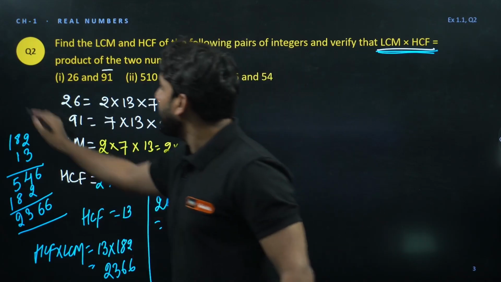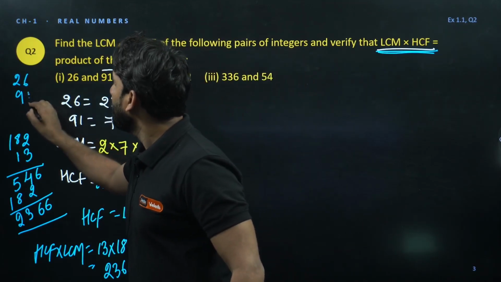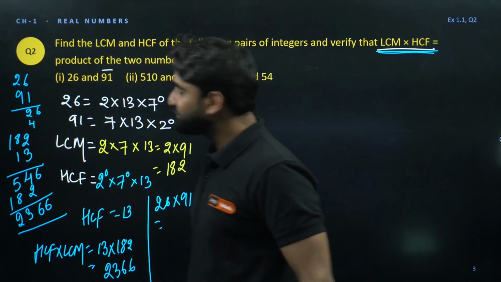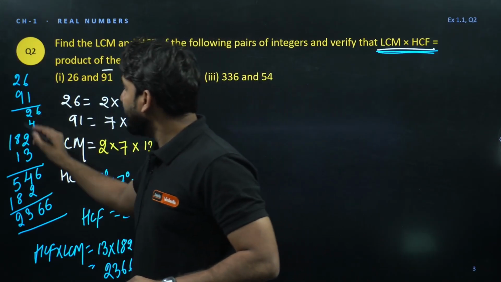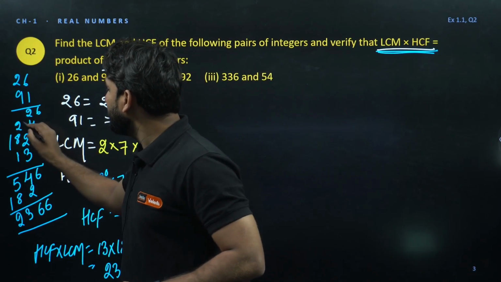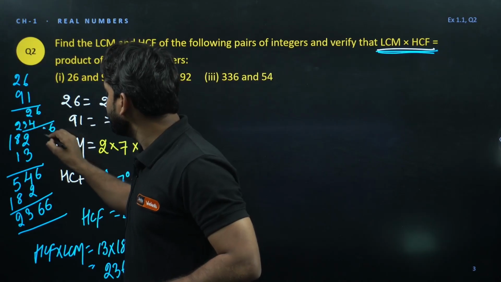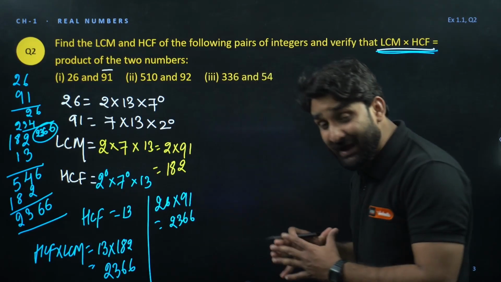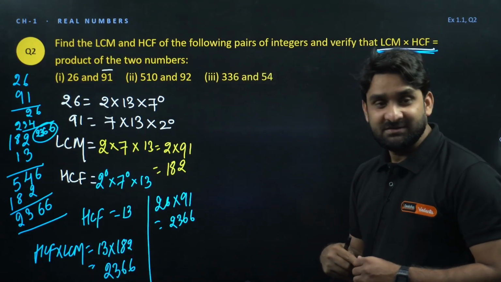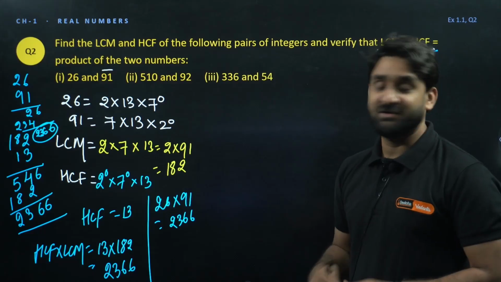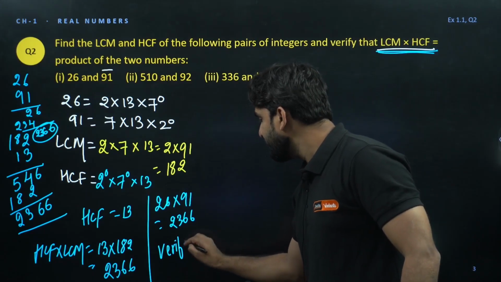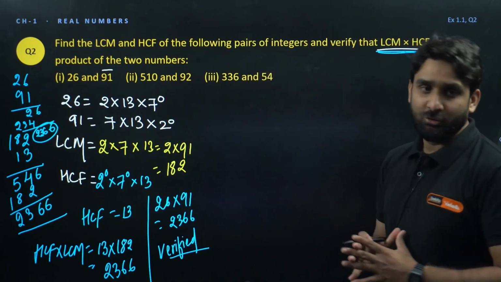So when we multiply 26 into 91, what are we getting? 6 ones are 6, 2 ones are 2, 9 sixes are 54, carry 5, 9 twos are 18, 18 and 5, 23. Now check: this is 6, this is 3, this is 2, 3, 6, 6. Again we are getting the same number, 2366. Hence proved that the product of HCF and LCM is equal to the product of the numbers themselves. Hence verified. I hope this is clear to you all.